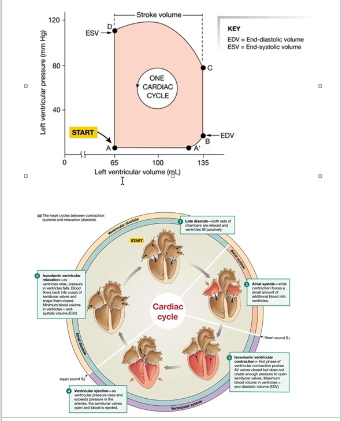Once pressure in the ventricle falls below aortic pressure, the semilunar valve closes and the ventricle becomes a sealed chamber. The remainder of relaxation occurs without a change in blood volume, and this is called isovolumic relaxation.